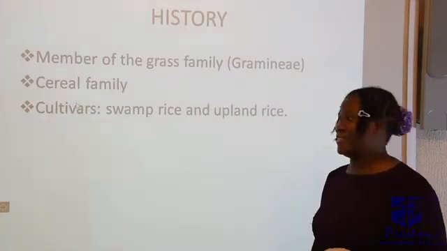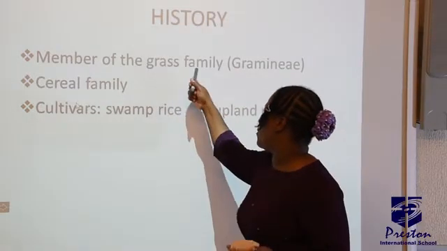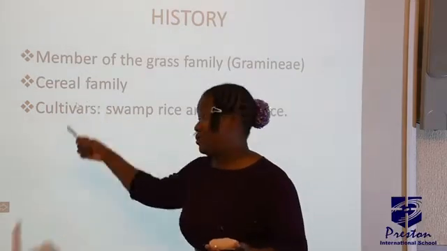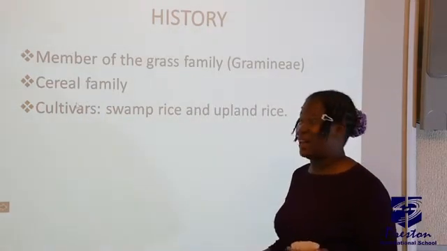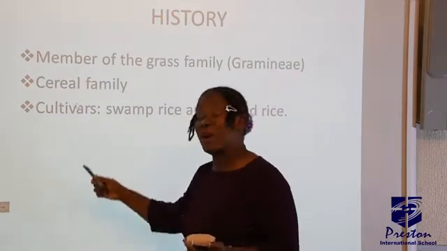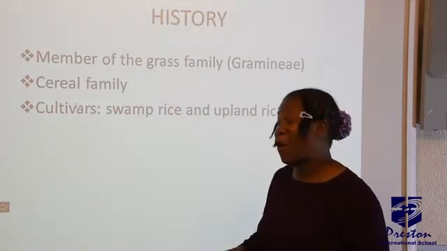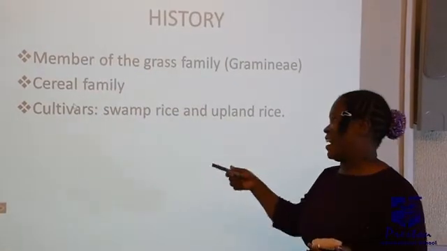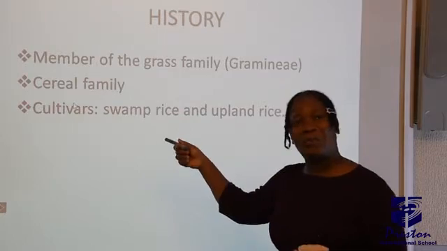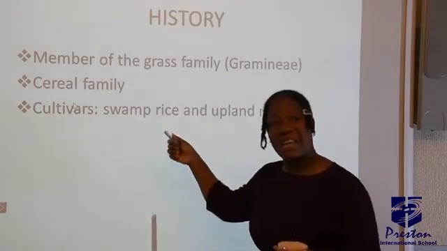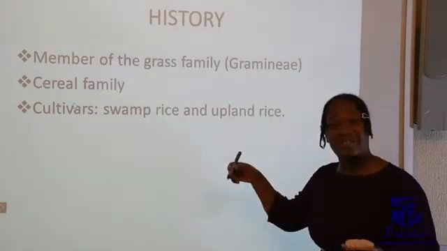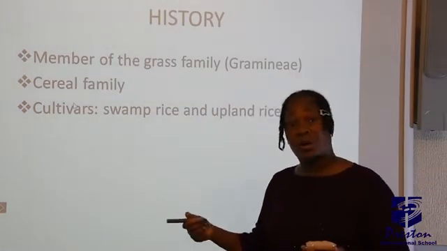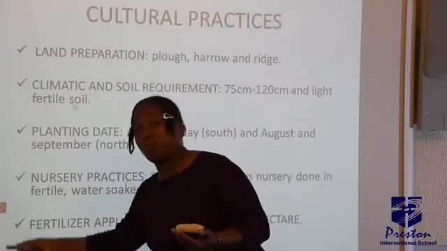Now, the history of rice. Rice is a member of the grass family called Gramineae, and it's also a cereal. And then we have the cultivars. Last class I told you that cultivar means types or varieties. Now we have swamp rice and upland rice. Swamp rice, this one you plant them where? In a swampy area. Upland rice, you plant the rice where you have soil without enough water.